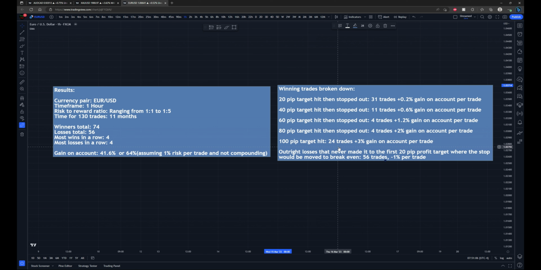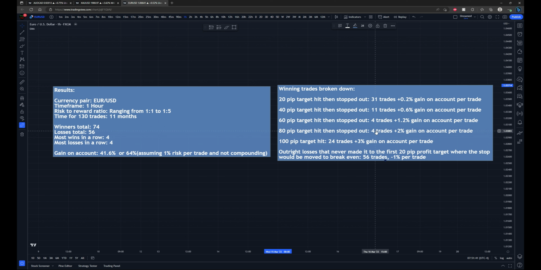Well, very simply, what if we only take our profit all at the 100 pip target? We don't do a multi-stage take profit, but we still move the stop to break even at the 20 pip target. So effectively, all of these ones here become net zero because all of these are just break even now. There's no gain on the account for any of these 50 trades. So the 20, the 40, the 60, and the 80, that's 50 between the 4 of these categories. All of these essentially become zero.